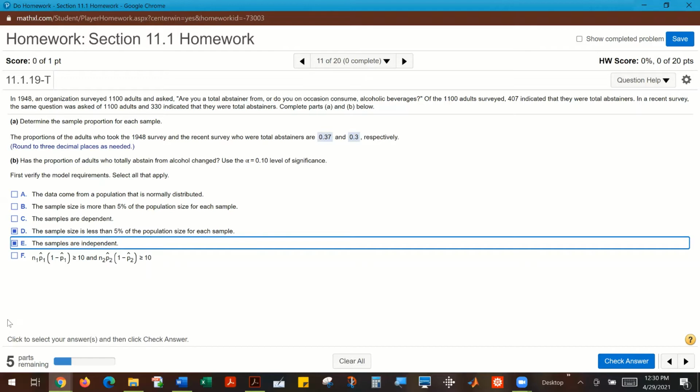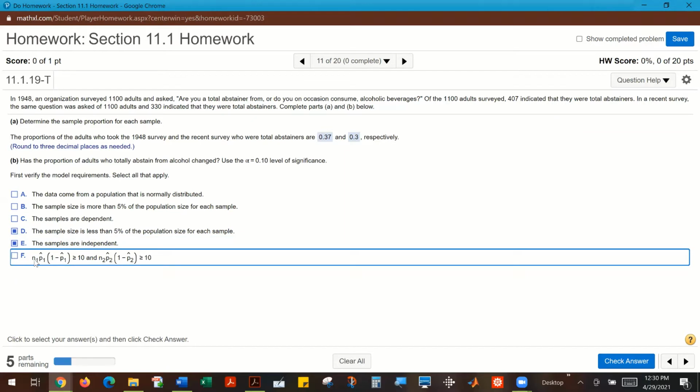So our samples are independent. Now, the third thing we have to check is when we multiply our N1 P1 hat and 1 minus P1 hat, is that product going to be greater than or equal to 10? And then the same thing we need to do with our second sample.